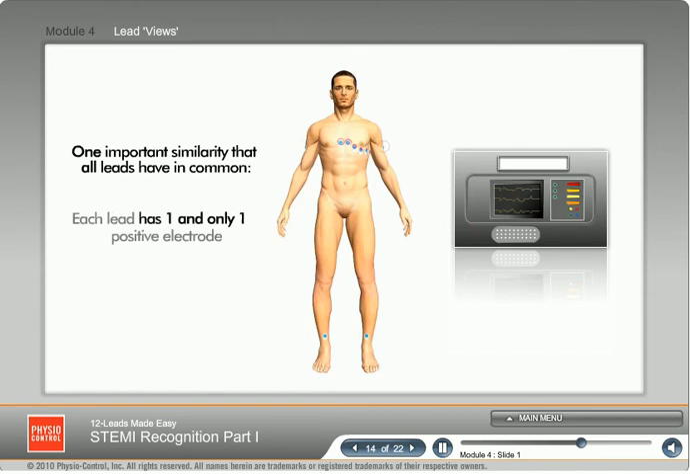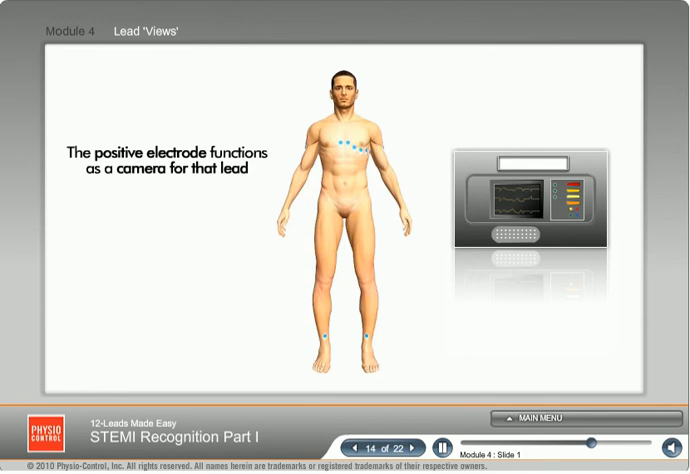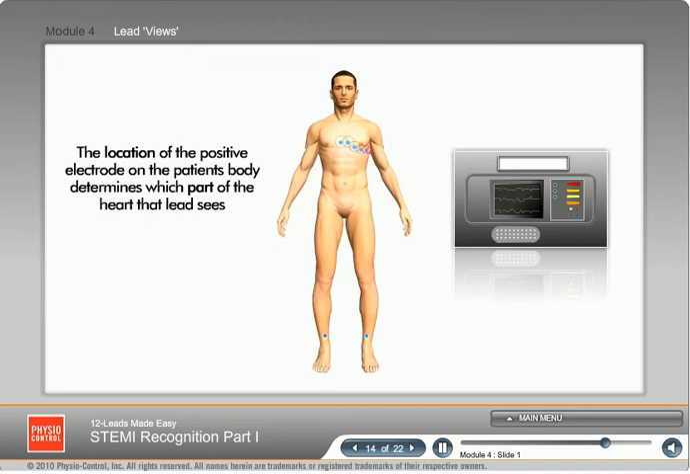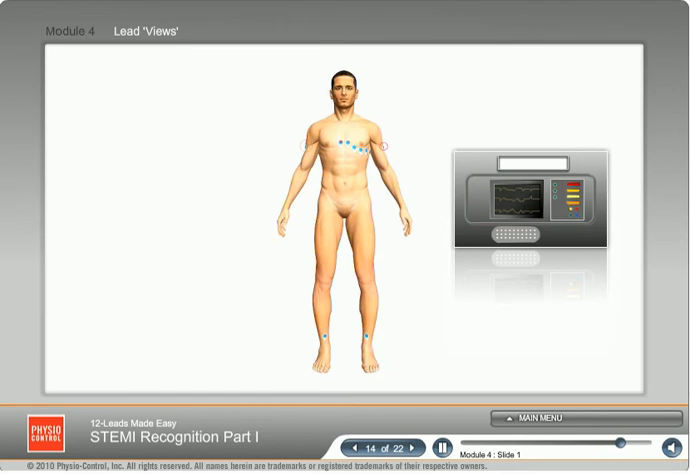Each lead has one and only one positive electrode. That positive electrode functions as a camera or an eye for that lead. The location of the positive electrode on the patient's body determines which part of the heart that lead sees. So let's go lead by lead, think about the location of the positive electrode, and consider which part of the left ventricle we would see from that vantage point.